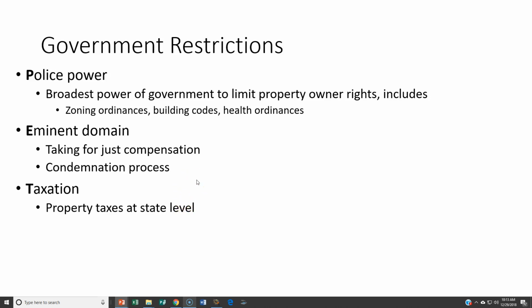We talk about government restrictions, police power. It's not really police power as in cops and robbers, but what it is, local government and state government, and they have the broadest power of government to limit property owners' rights by zoning, building codes, health ordinances and so forth. And we have eminent domain, which they can come along and take the property away from you. Remember, these are government restrictions. And taxation, property taxes are taxed at state level, not at local level.